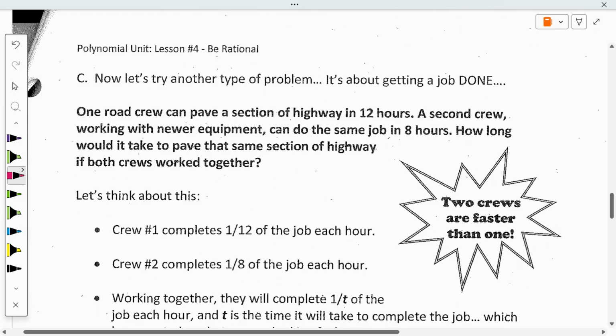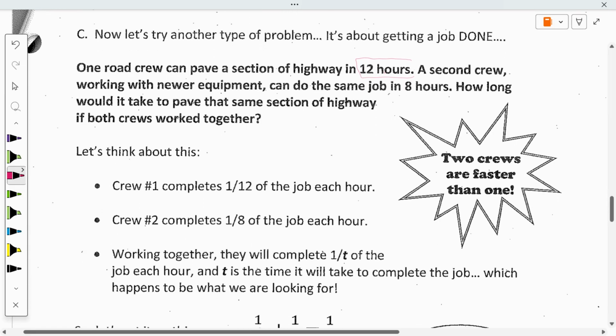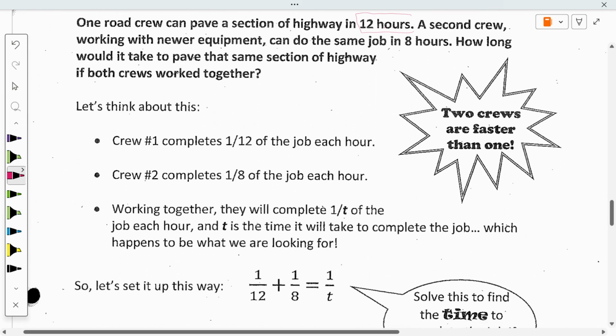Crew number one completes 1/12 of the job each hour because it takes them 12 hours, right? So that means that every hour they're completing 1/12 of the job. Whereas crew two, it takes them 8 hours. So every hour they're completing 1/8 of the job. Does that make sense? Okay. So working together, they will complete one over T, time being per hour, to complete the whole job.